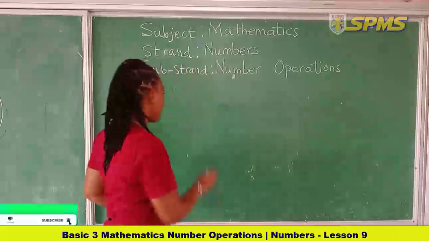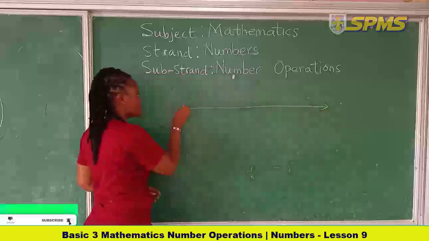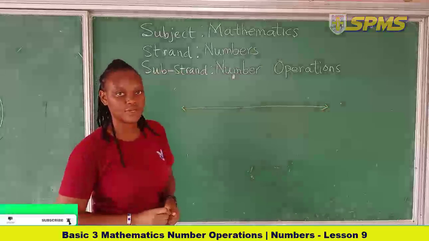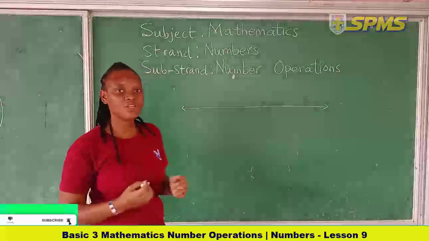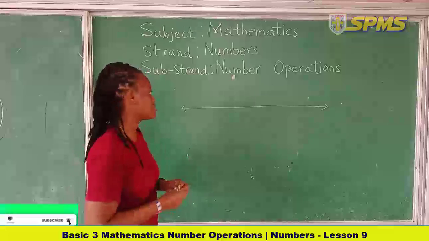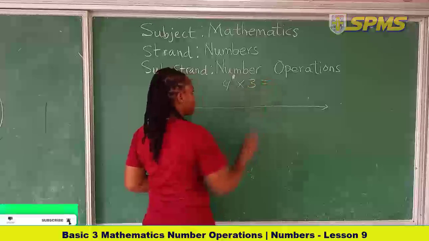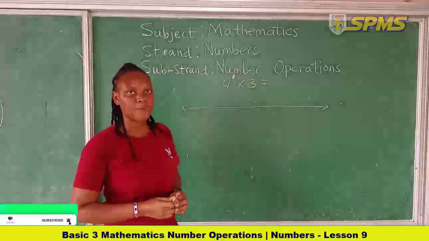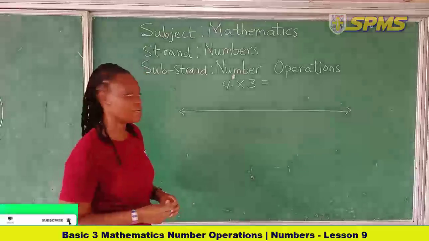Good. So we have our number line this way. Good. We have our number line. And then we need to have a multiplication sentence. So let us take 4 by 3, or 4 times 3. Now let us put numbers on our number line.